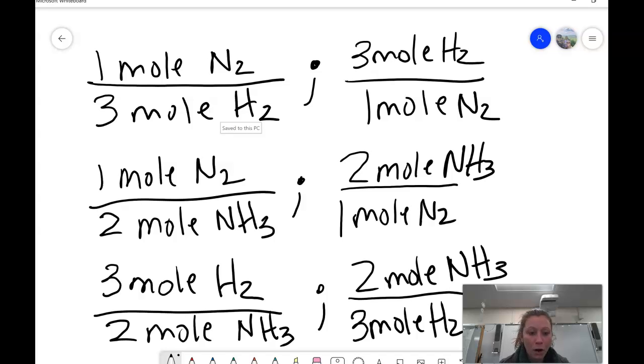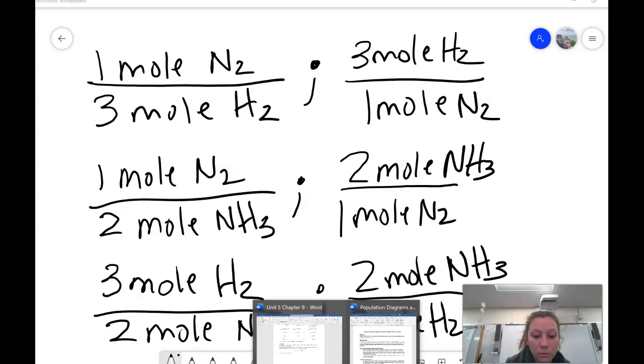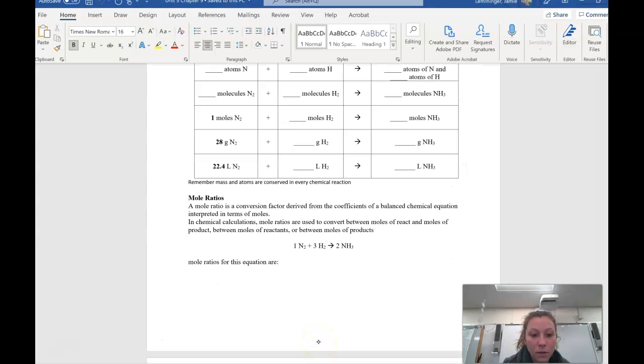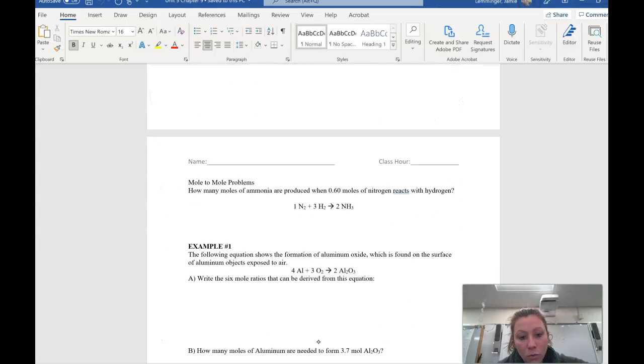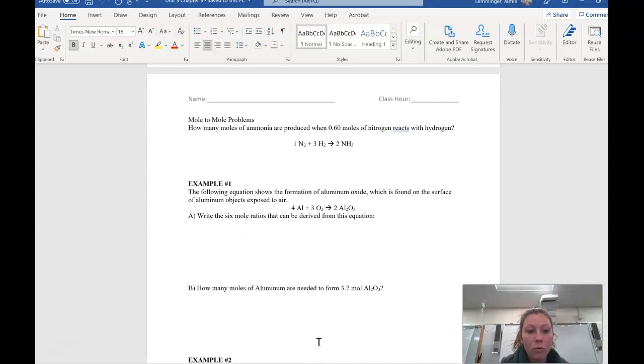Okay? All right. So if you flip to page 4 in your packet, it says how many moles of ammonia are produced when 0.6 moles of nitrogen reacts with hydrogen. So just to make sure you know where we are, we're going to go to page 4, mole to mole problems. How many moles of ammonia are produced when 0.6 moles of nitrogen react with hydrogen?